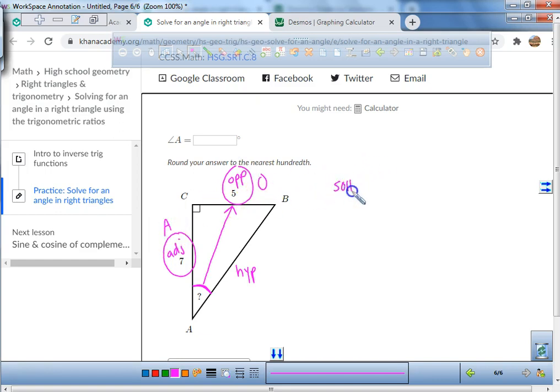Then I'm going to write down my 3 trig ratios, SOHCAHTOA. After you draw that out and write down the O and the A, you scan. Which one is the only one that has an O and an A? TOA, right there. So I write down the tangent of capital A equals my opposite side, which is 5, over my adjacent side, which is 7.